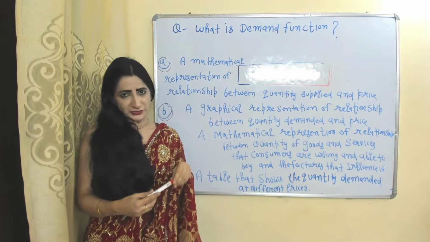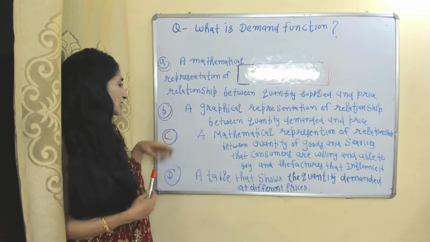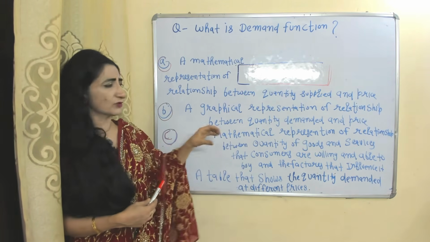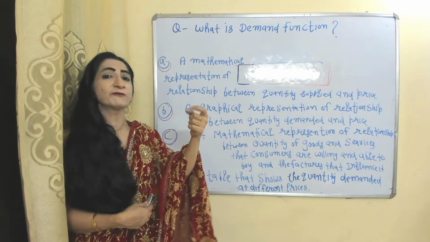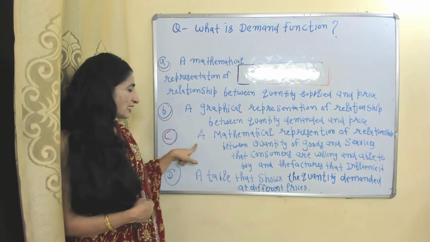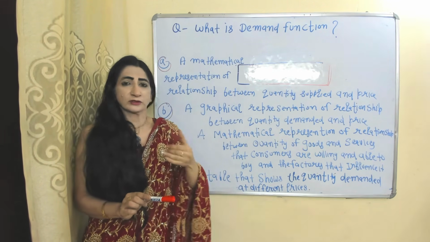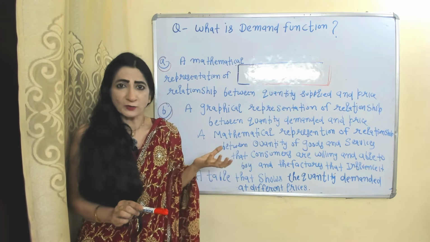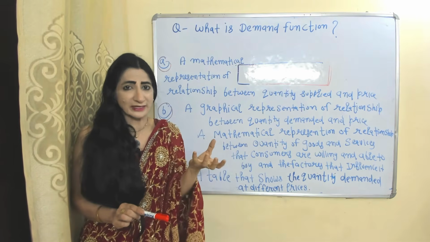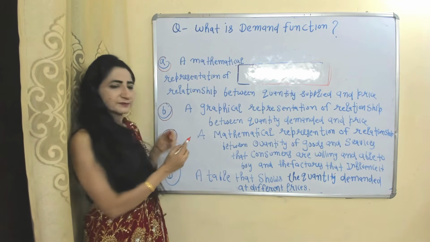Now we will see some questions. What is demand function? You can read all options. The right option is C, a mathematical representation of the relationship between quantities of goods and services that consumers are willing and able to buy and the factors that influence it. Keep in mind, demand function is a mathematical representation. Second, quantity demanded includes both willingness to buy and ability to buy the product. That means the consumer wants to buy that product plus he has money to buy it. It will be called quantity demanded. So our right option is C.